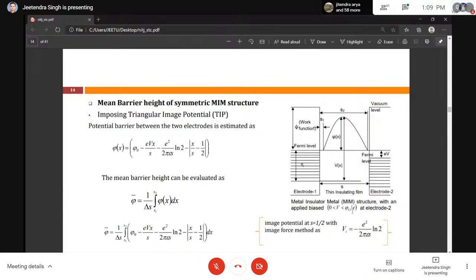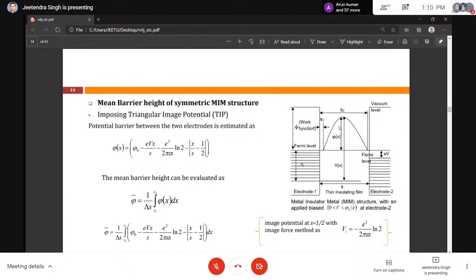then we know that the Fermi level will shift down, so the barrier will also shift down. It is reduced by eV x by s, and this part denotes the impact of the image forces. This is basically the image potential, which is realized at the center of the insulator. And we show here the impact of different natures of the image potential.